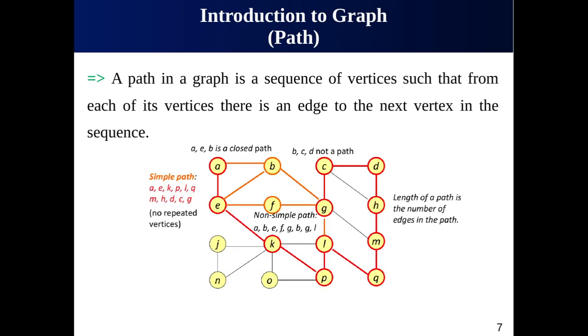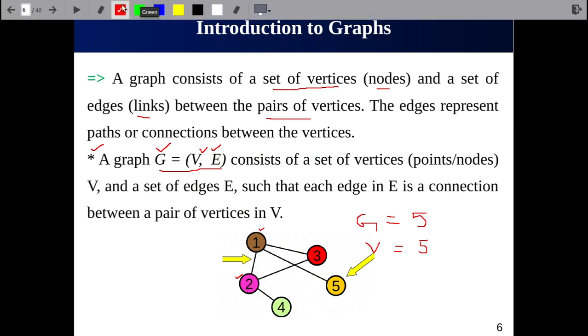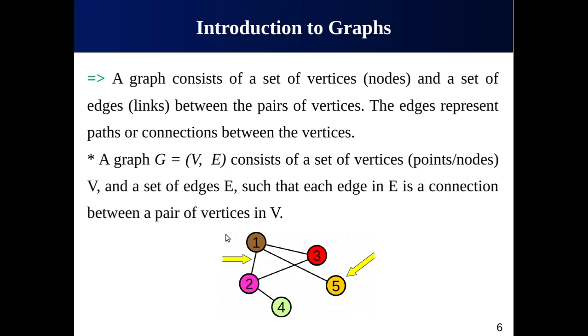Some concepts related to the graph, we are going to elaborate on them. The first concept is the path. We studied the nodes and the edges. Now let us see the path. In a very simple way, you have a starting point which is known as the source, and you have an ending node which is known as the destination. In this case, our source is 1 and destination is 4.